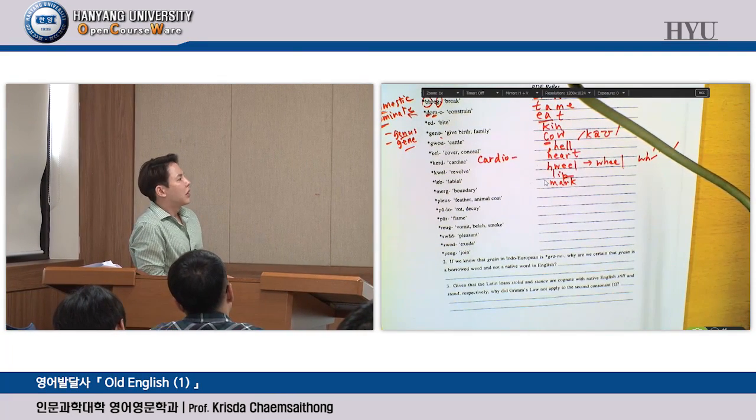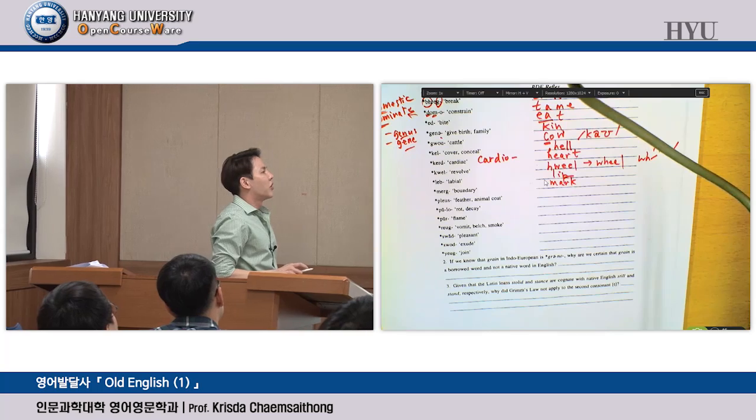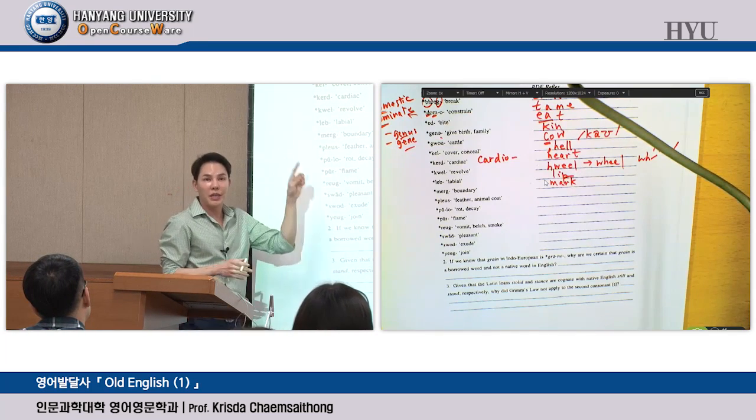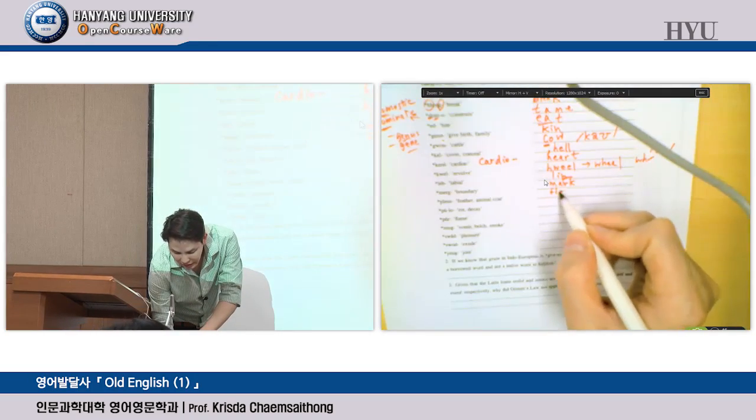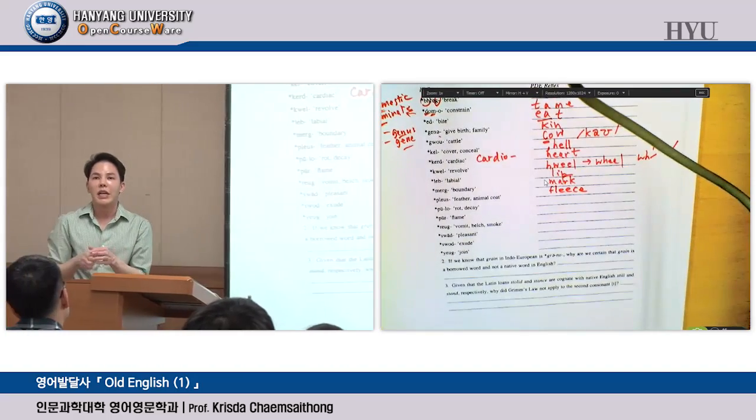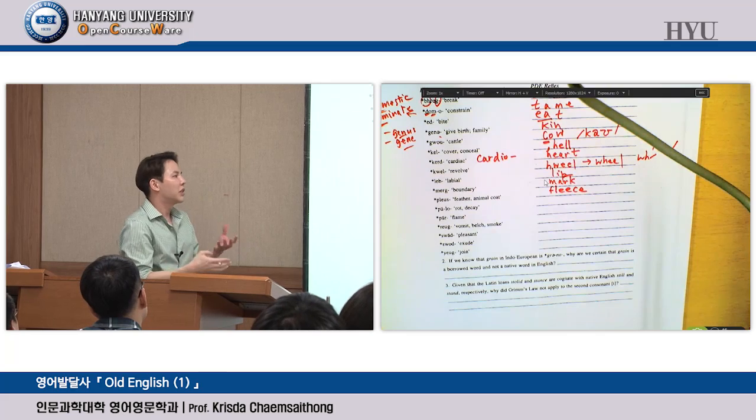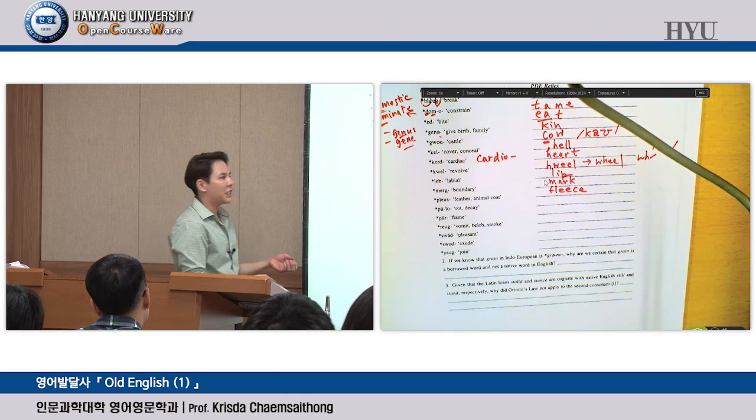Next one, pleus, feather, animal coat. There's only one stop, which is P. P changed to F. So assuming other things are the same, fleece. You know fleece? Like a fleece jacket, fleece, usually like fake fur, fleece.